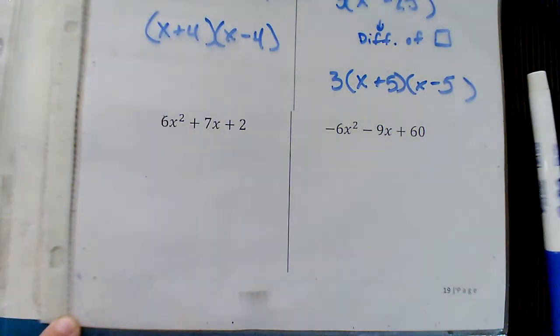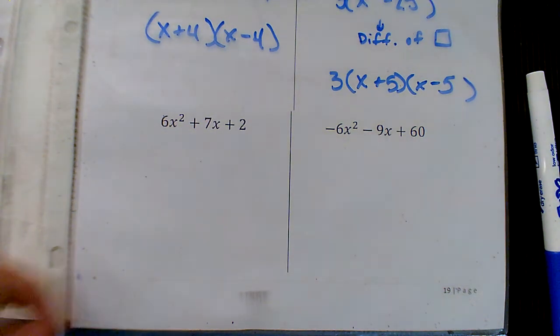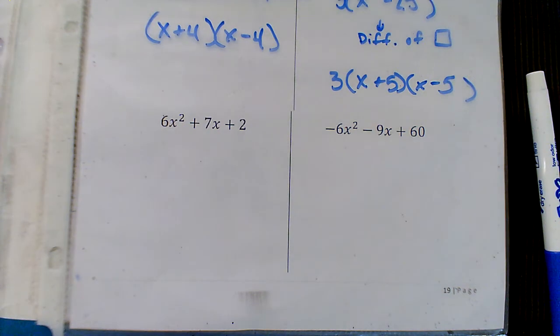Can we pull out a GCF? No. Does it fit the I am profile? No, because that's a 6 and not a 1. It's clearly not a difference of squares because we're not subtracting two perfect squares. So this must be a whole other technique. The question is, how do we do it?